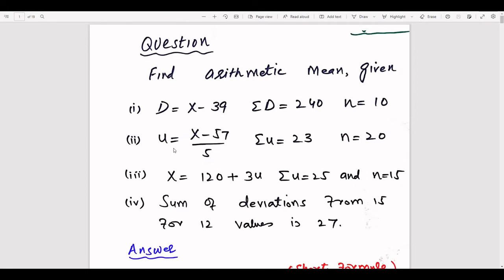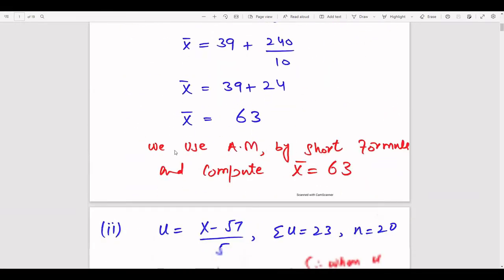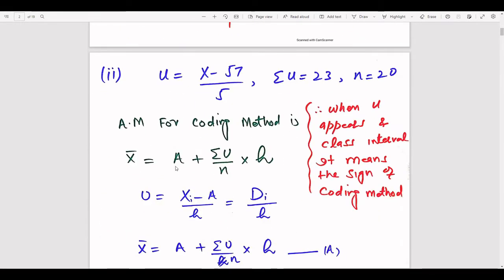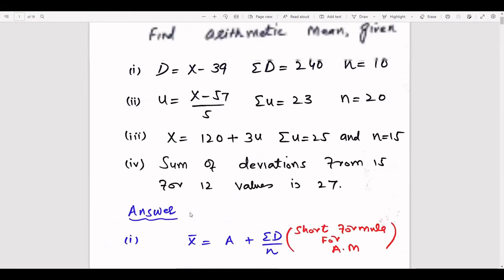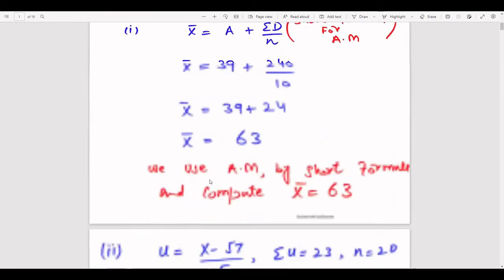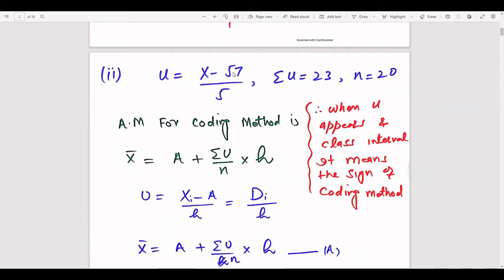Second part. U is equal to x minus 57 over 5. Sum of u is equal to 23 and small n is equal to 20. So the presence of u shows that we solve this by using the coding method. So arithmetic mean for the coding method is x bar is equal to a plus sum of u over n multiplied by h, where, as you know, u is equal to xi minus a over h. So here u is x minus 57 over 5.